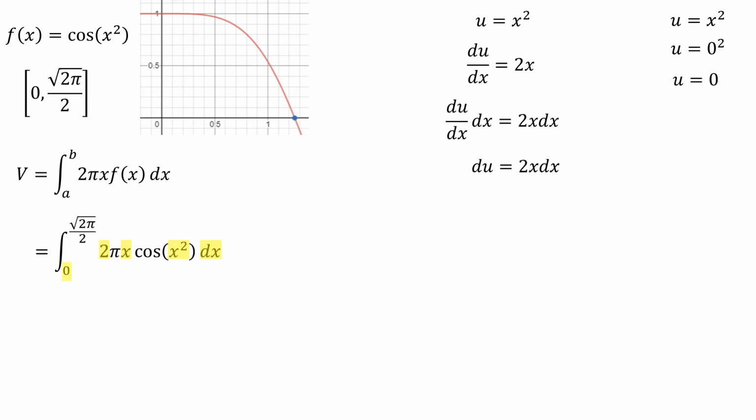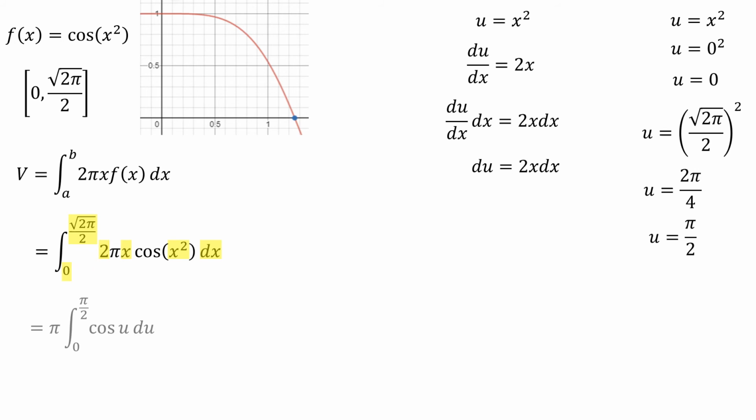Now, if u equals, oh my goodness, x squared, so I got to plug in square root of 2 pi over 2 and square that. Well, numerator's not so bad. Square root and square cancel out. Denominator, 2 times 2 is 4. That looks a little bit better. Oh, hey, 2 over 4, that's 1/2, pi over 2. So pi over 2 looks a lot better. Right? So what do we have? Well, I'm going to put the pi out in front. My new limits of integration are 0 and pi over 2. And now I just have cosine of u du.